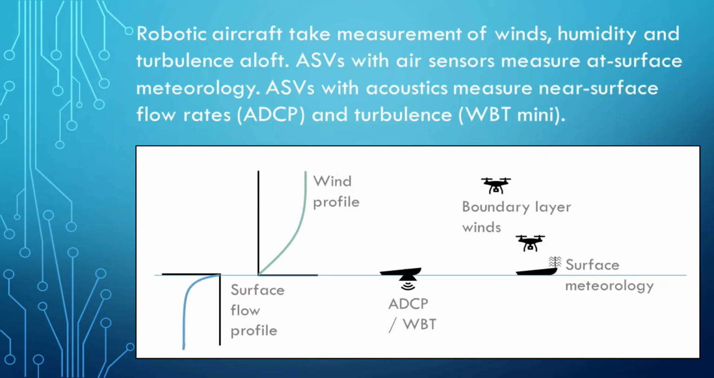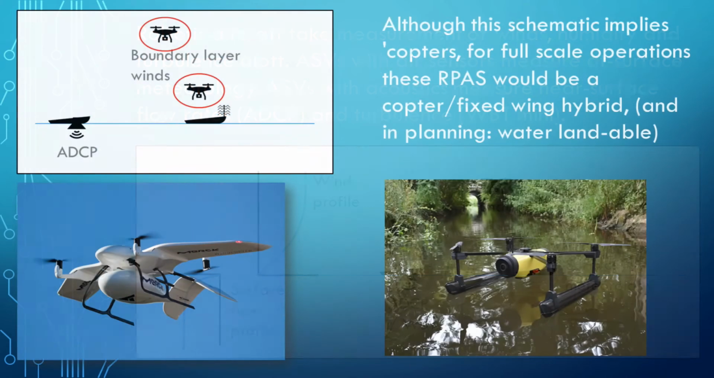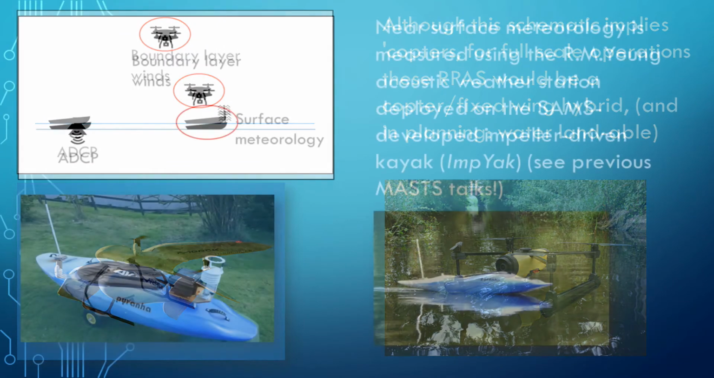So this is where we introduce the idea of a fleet of robotic aircraft to take measurements of winds and humidity, and a fleet of autonomous surface vehicles to take measurements of the near surface meteorology and also the flow just underneath. In the air, we have the boundary layer winds being measured by a stack of these aircraft, and at the surface we have surface meteorology, ADCPs measuring flow rate, and then WBT measuring turbulence. By flying in a stack, we can make a virtual mast in the ocean.